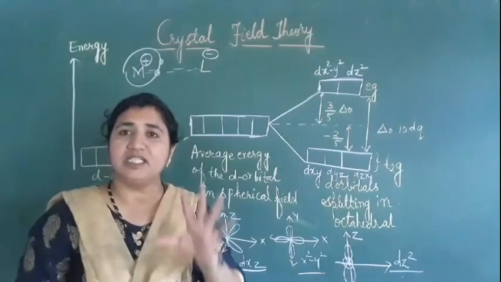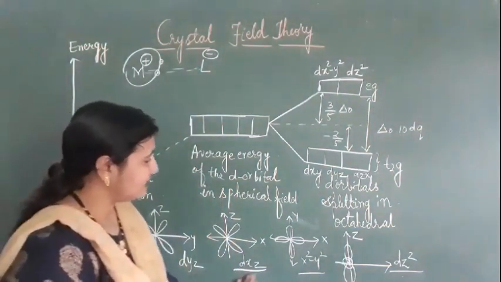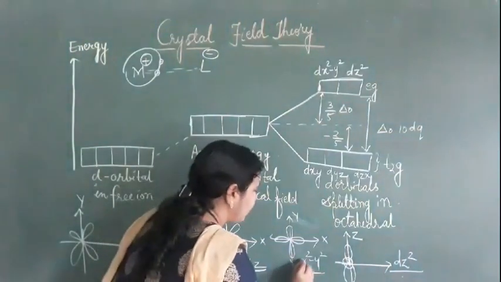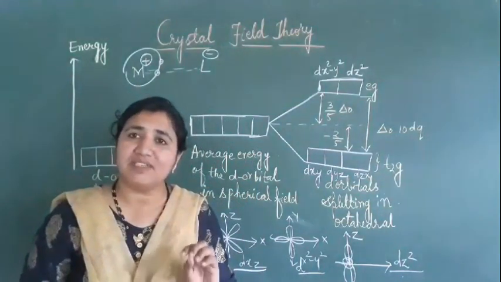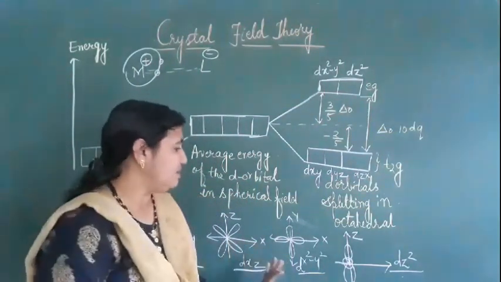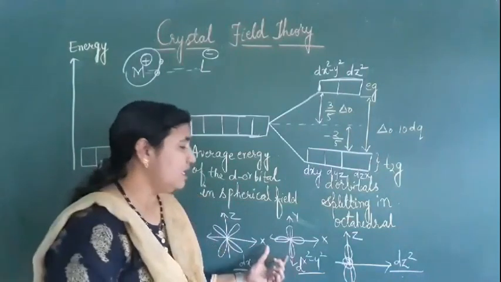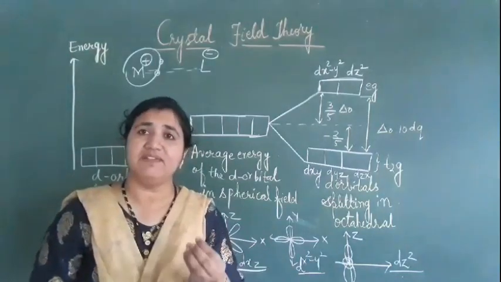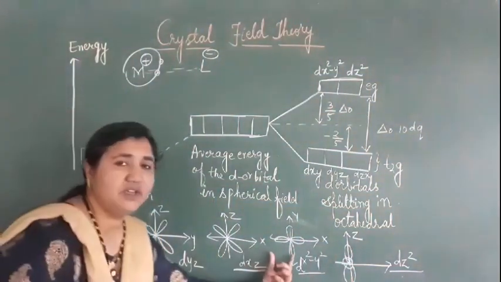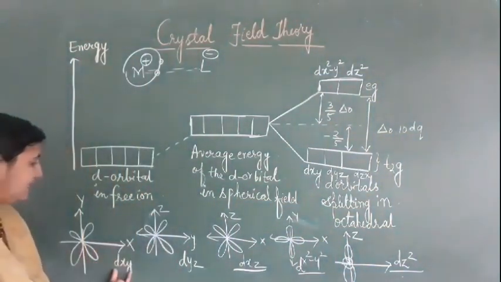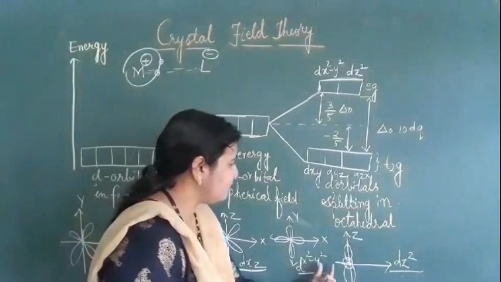See, the d subshell contains 5 orbitals. What are those 5 orbitals? dxy, dyz, dxz, dx square minus y square and dz square. All 5 orbitals have the same energy and the same shape, but the orientation is different. So they are called degenerate orbitals, but their orientation is different. That's why they have different names: dxy, dyz, dxz, dx square minus y square and dz square.